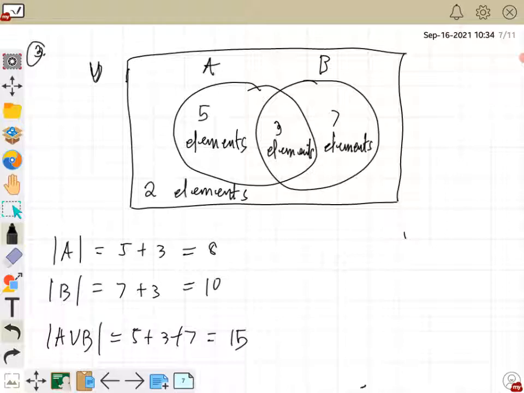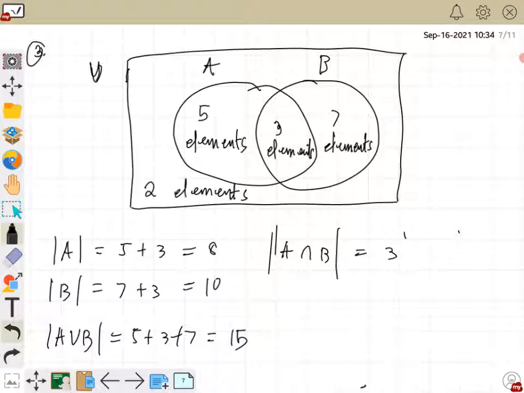There are 10 elements in B. There are 8 elements in A. There are 15 elements in A union B when we combine them. How about how many elements in A intersection B, the common part? That is 3. So that's basically how we read the Venn diagram, turning it into symbols.